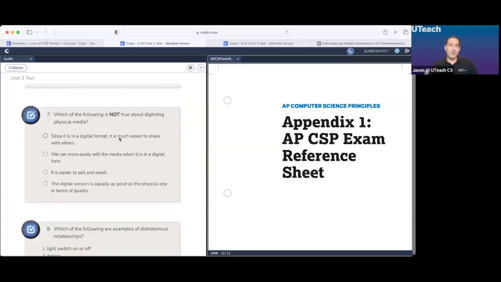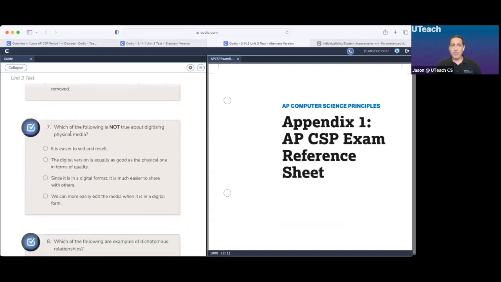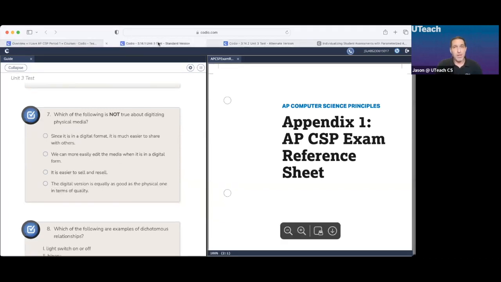So I know another question that was supposed to be parameterized was question number 7. All right, and this is what I was talking about when I'm saying we have multiple wrong answers. Therefore, it's going to make the questions look different and give different answer choices instead of just the same answer choices in a different order. So the original question here, which is not true about digitizing physical media? Those are the 4 choices. And then when we come over here to the alternate version, same question, but you'll notice 2 of the answer choices are different than this version.